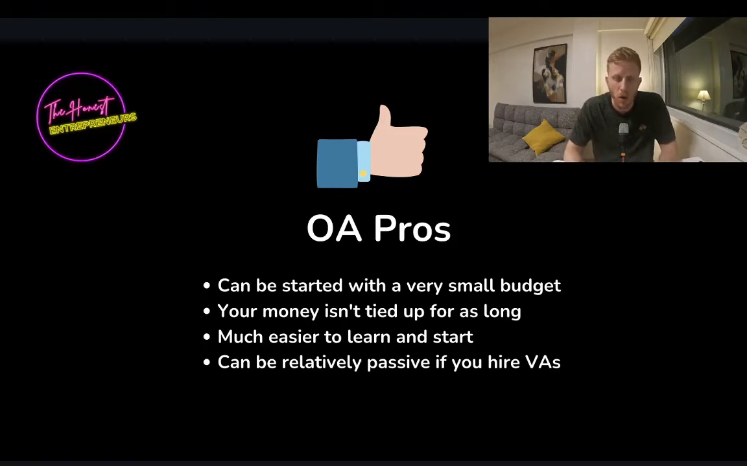The second pro of online arbitrage is that your money's not really tied up for as long because you're not having products manufactured, you're not ordering them in China. You don't have to wait months and months for them to be made and then shipped over. You simply just go onto a website, you click purchase, they send it to your house or they send it to a 3PL, you package it up, get it ready to send to Amazon, and then you ship it to Amazon and it could be sold the next day. So the life cycle of everything and your money is way shorter than it is in private label.